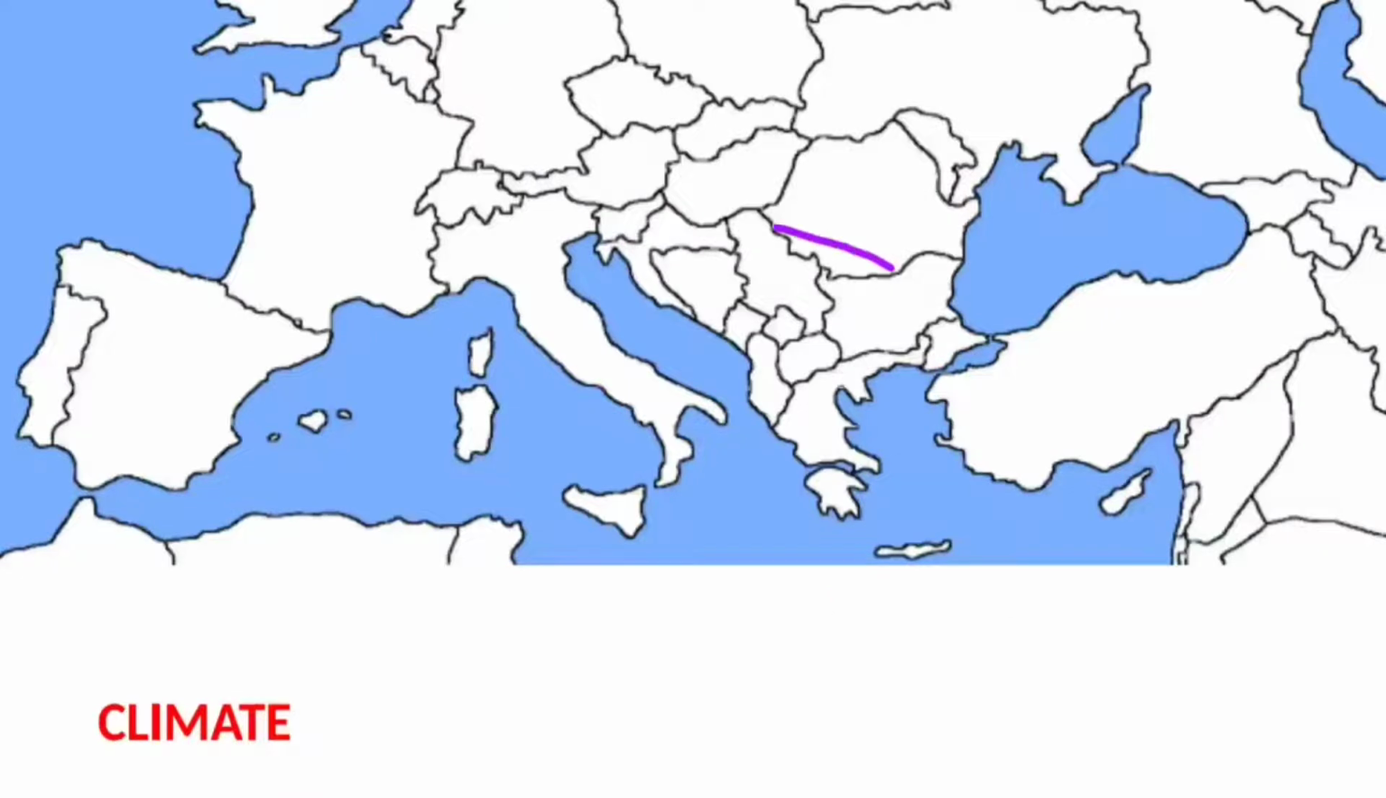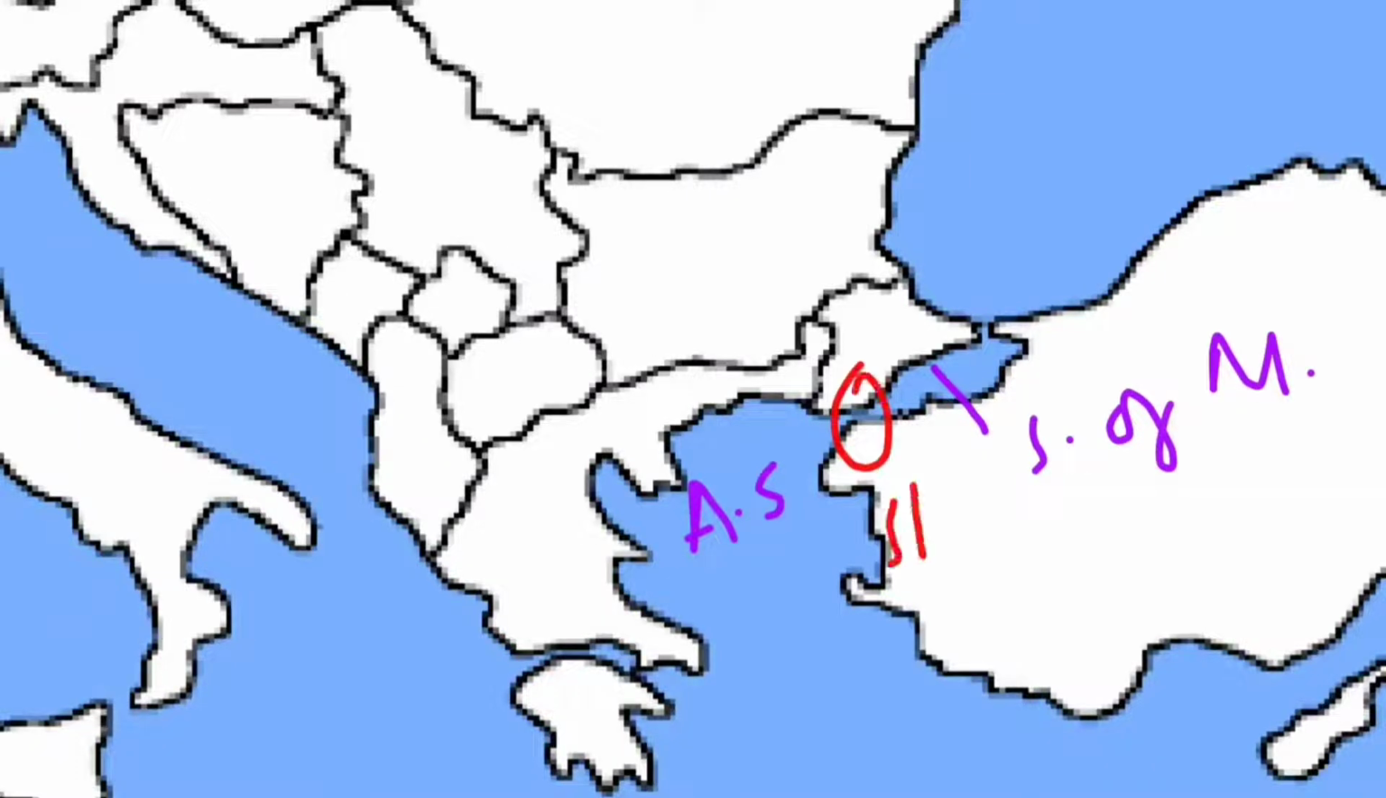I know this is a bit congested. We will just zoom in a bit. This is our Aegean Sea, this is our Sea of Marmara, and in between the two we have the Strait of Dardanelles. I hope now this is clear.